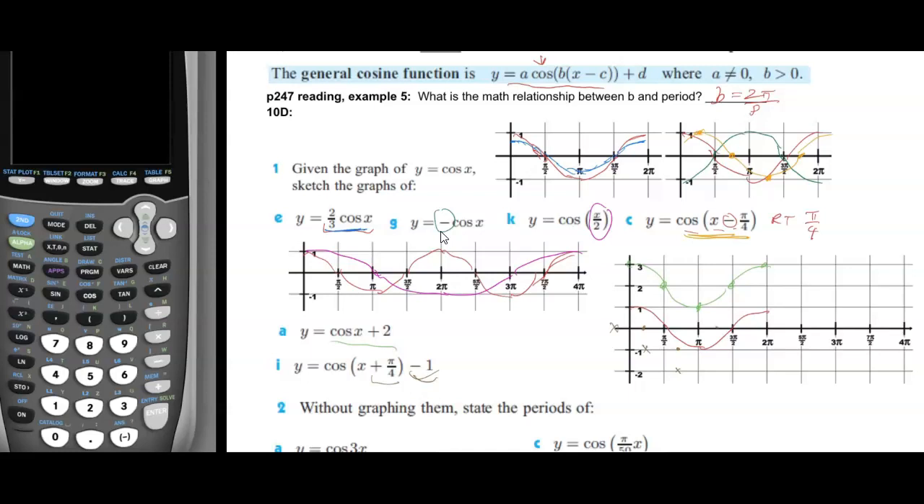So shift over half, and then, yeah. Okay, and then now I'm going to draw it.